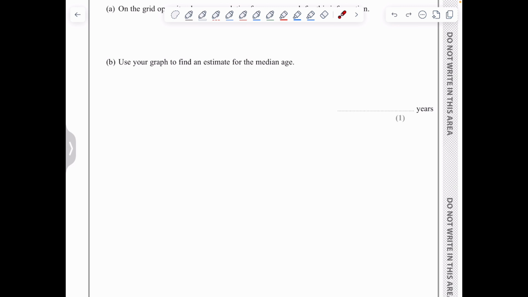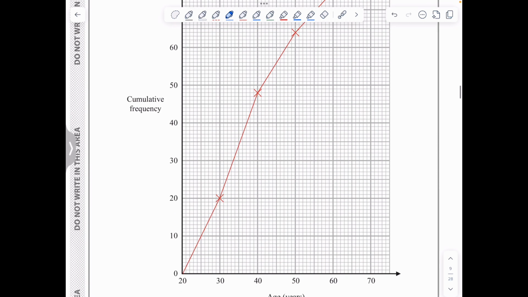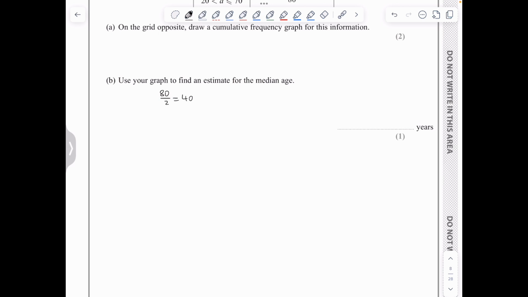In part B, we need to use the graph to find an estimate for the median age. Well, we know that the total frequency is 80, so 80 divided by 2 is 40. And then I'm going to go to the cumulative frequency diagram here. I'm going to go to 40 and go to the right to meet my straight line, and then go down to read off the value. So we can read off the value of 37, and therefore we conclude that the median age is 37 years.